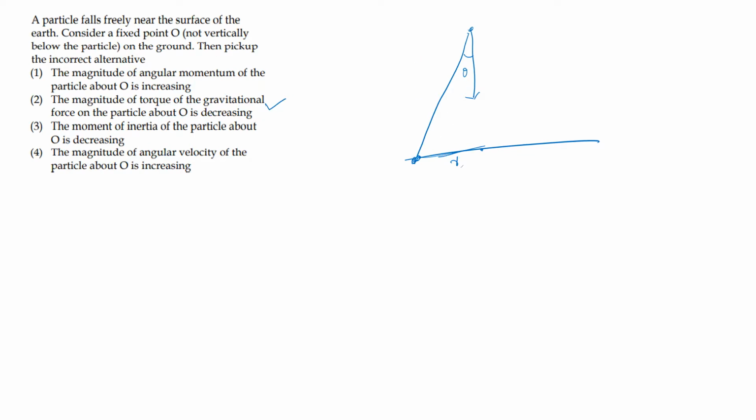So the moment of inertia about this point is M R squared. What happened? This is R, this distance, let us take this distance as L. As it is coming down, L decreases. Then the moment of inertia, which is m L squared, decreases. So this statement is correct.